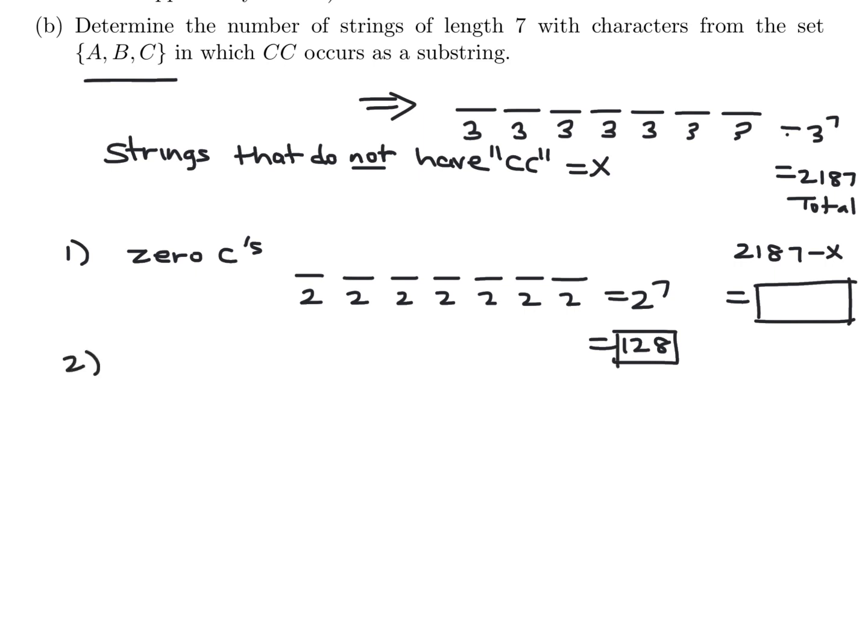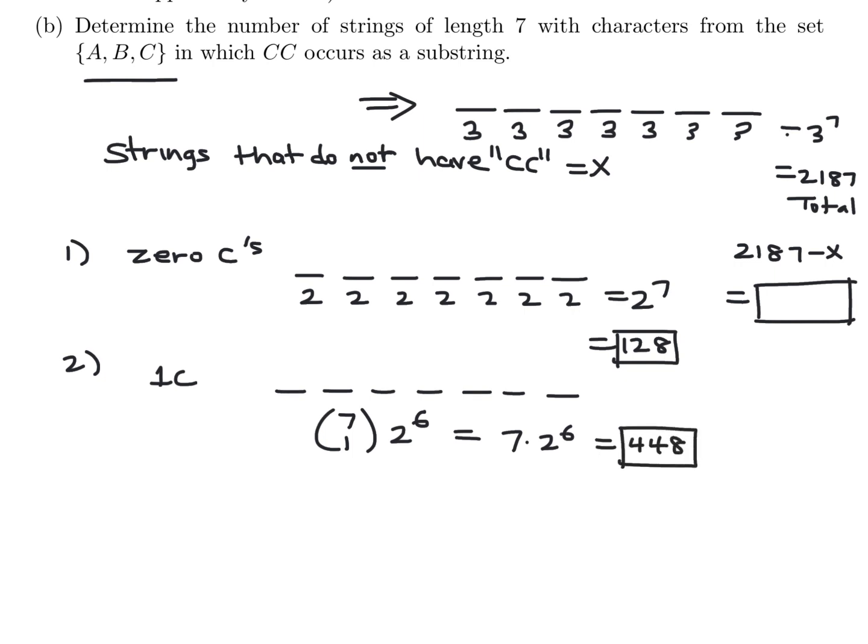Okay, the next is when you have just one C, and that means that for these 7 spots, you're going to choose one of them to be the C. So from 7, choose one. And for the remaining 6, each of them will have 2 possible choices. And when you do that math, it's 7 times 2 to the power of 6, which is 448. So we'll save that one.